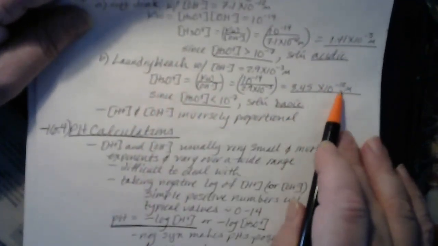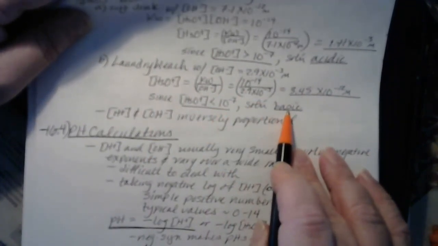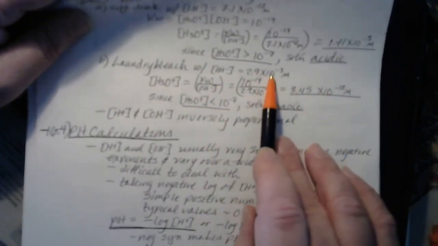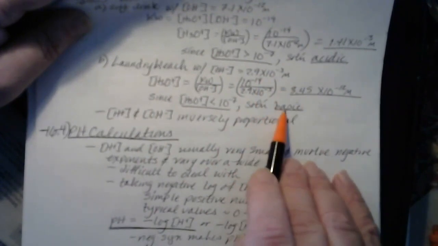The H3O plus concentration is less than 10 to the minus 7, and that also means that the solution is basic. The fact that H3O plus is less than 10 to the minus 7 and OH minus is greater than 10 to the minus 7, both of those things tell you that the solution is basic.